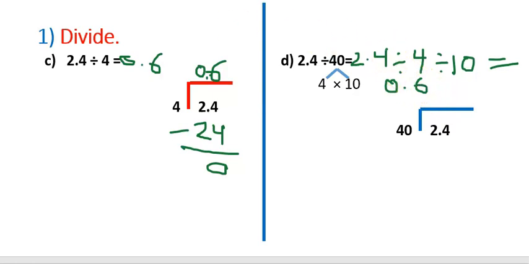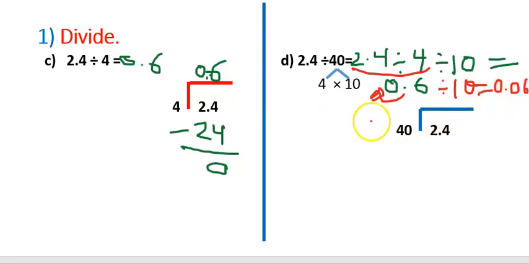So 2.4 divided by 4 is 0.6. Then divided by 10 equals. I know when I divide by 10, 10 has 1 zero, so I will move the decimal point 1 place to the left. So the answer will be 0.06.